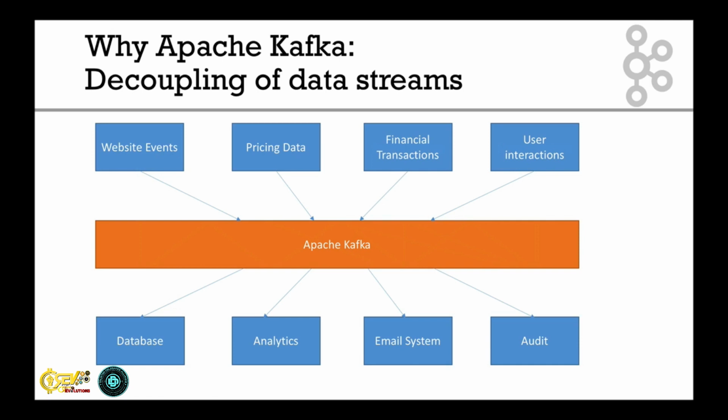But the thing is, there's a middle layer, Apache Kafka, which allows you to decouple your data streams. Your website events only worry about pushing data to Apache Kafka, and that's it. And your database can just source any data from any source, just from Apache Kafka. So that's a very, very strong concept in here.